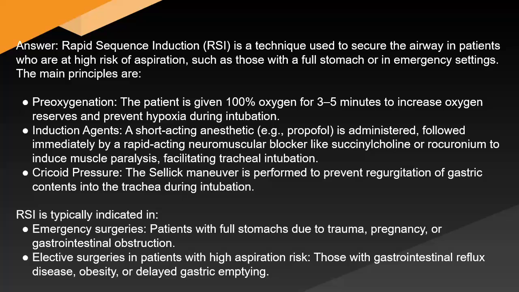Induction agents. A short-acting anesthetic, e.g., propofol, is administered, followed immediately by a rapid-acting neuromuscular blocker like succinylcholine or rocuronium to induce muscle paralysis, facilitating tracheal intubation. Cricoid pressure. The Sellick maneuver is performed to prevent regurgitation of gastric contents into the trachea during intubation. RSI is typically indicated in emergency surgeries, patients with full stomachs due to trauma, pregnancy, or gastrointestinal obstruction. Elective surgeries in patients with high aspiration risk, those with gastroesophageal reflux disease, obesity, or delayed gastric emptying.